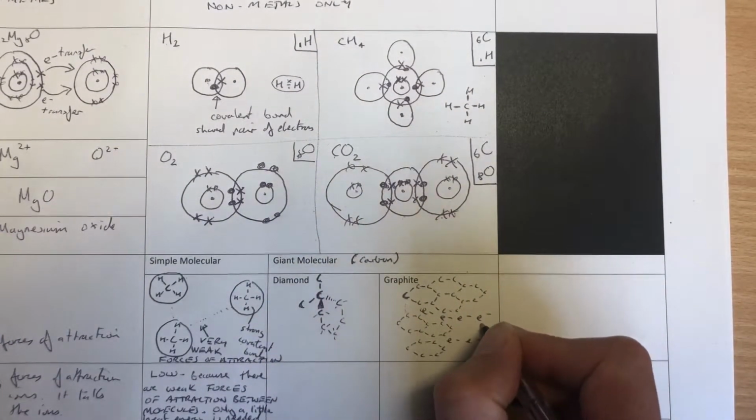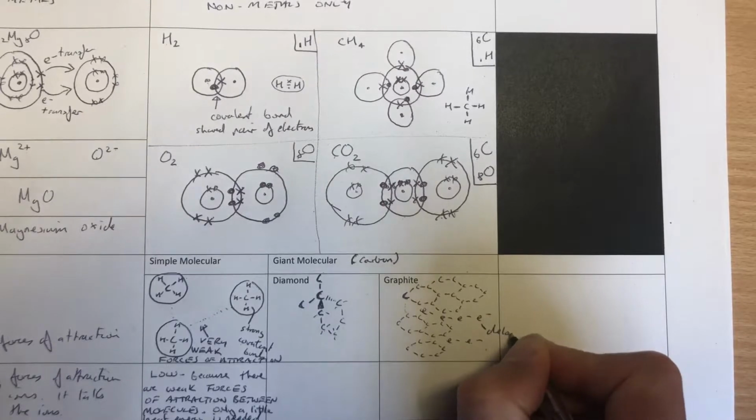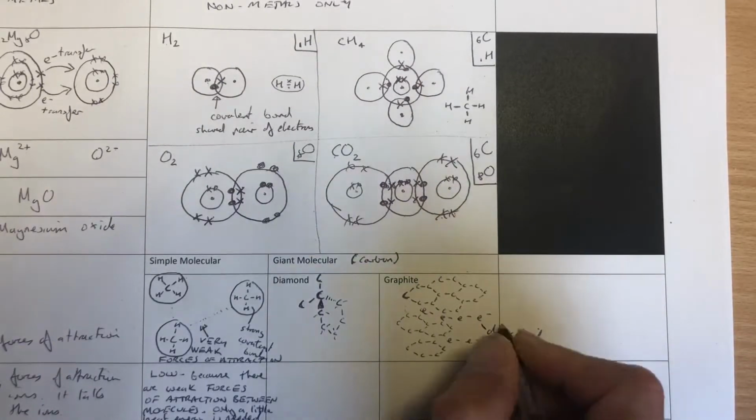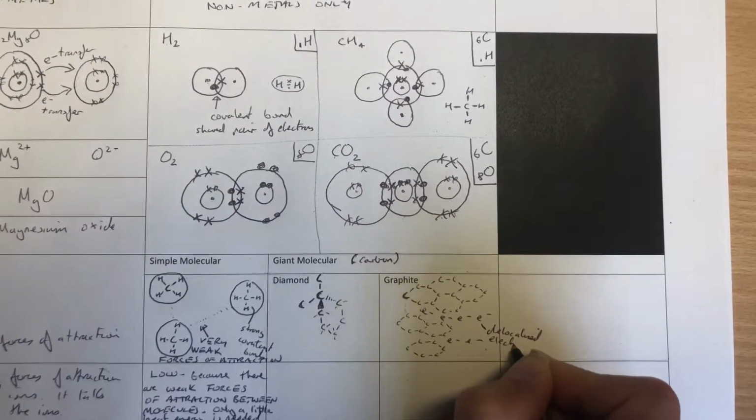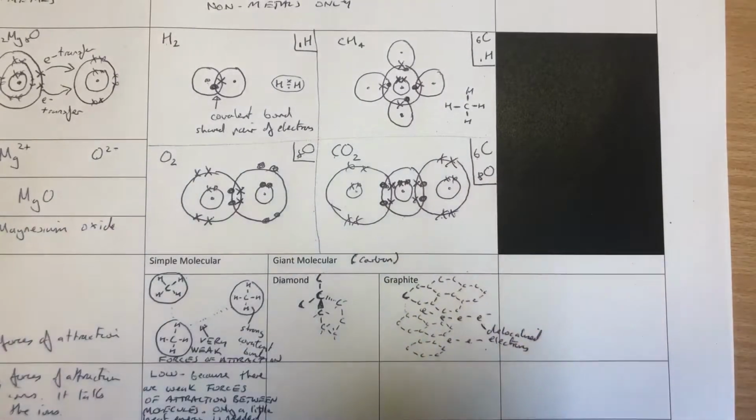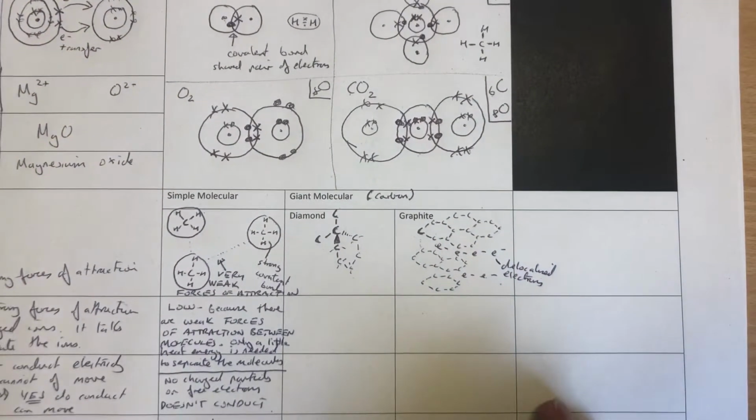Now these electrons sitting between the layers are what is called delocalized. They're delocalized electrons. It means they are free to move, which makes graphite quite a useful substance, and we'll come to that in just a second.